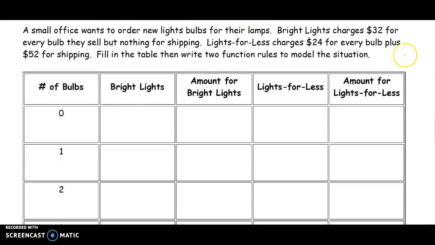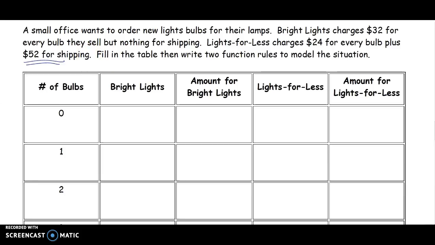So here's another situation. Okay, it says a small office wants to order new light bulbs for their lamps. Bright Lights charges $32 for every bulb they sell and nothing for shipping. So you get free shipping. Lights for Less charges $24 for every bulb plus $52 for shipping. Fill in the table and write two function rules to model the situation.